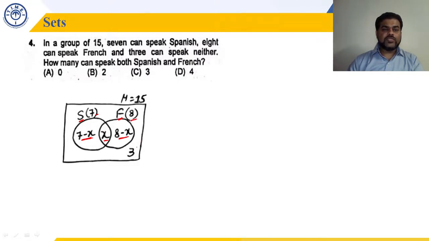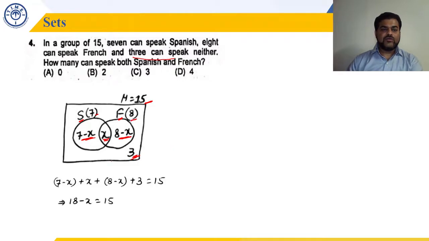Okay, and this 3 is outside. Why is 3 outside? Because it says 3 can speak neither of the languages. Fine. So now let's make the equation. This plus this plus this plus this is equal to the universal set, which is the total number of people here, which is 15. So solving this equation, you will get X is equal to 3.